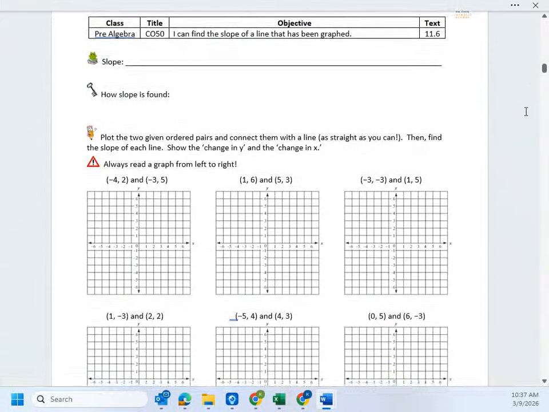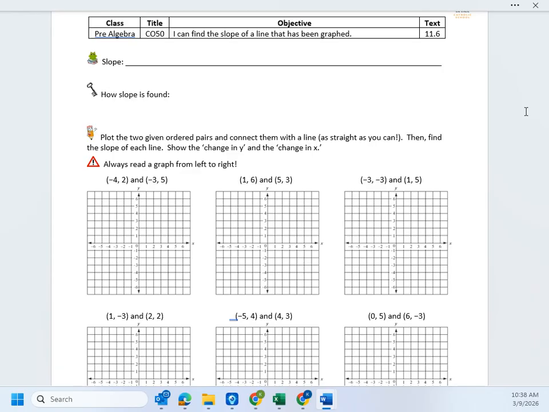Good morning. Today we are finally back in our binders and we are continuing on. We are going to be working on CO50: I can find the slope of a line that has been graphed. We will be working with slopes in all the classes in the future. The slope is a very important concept.